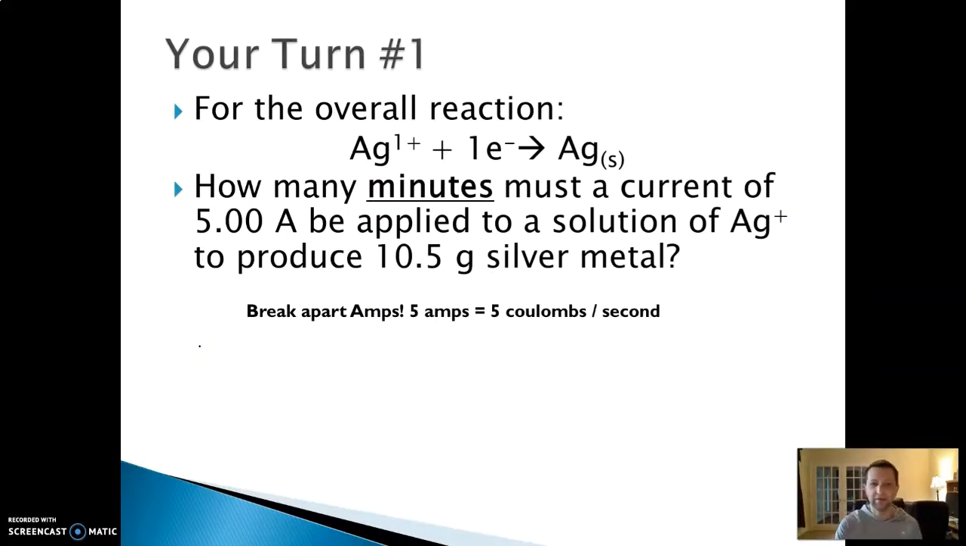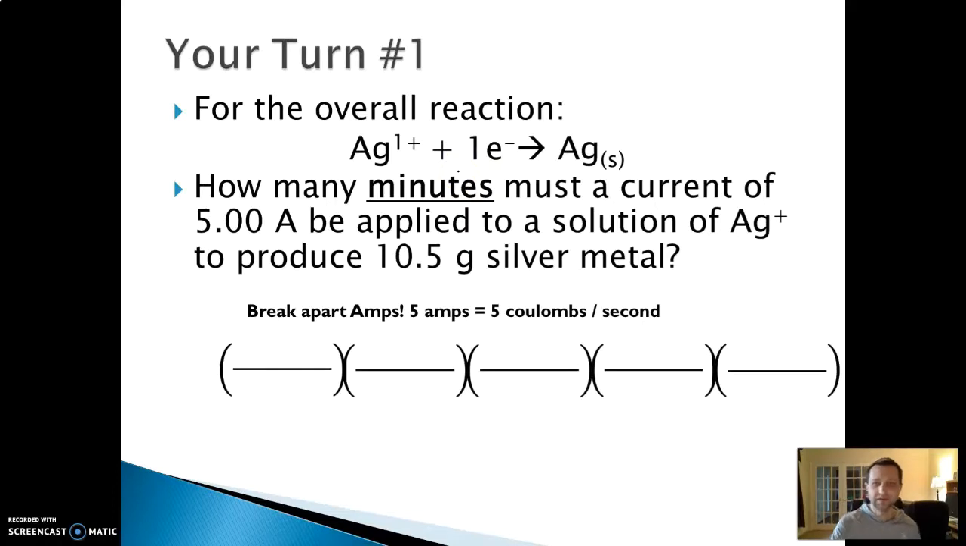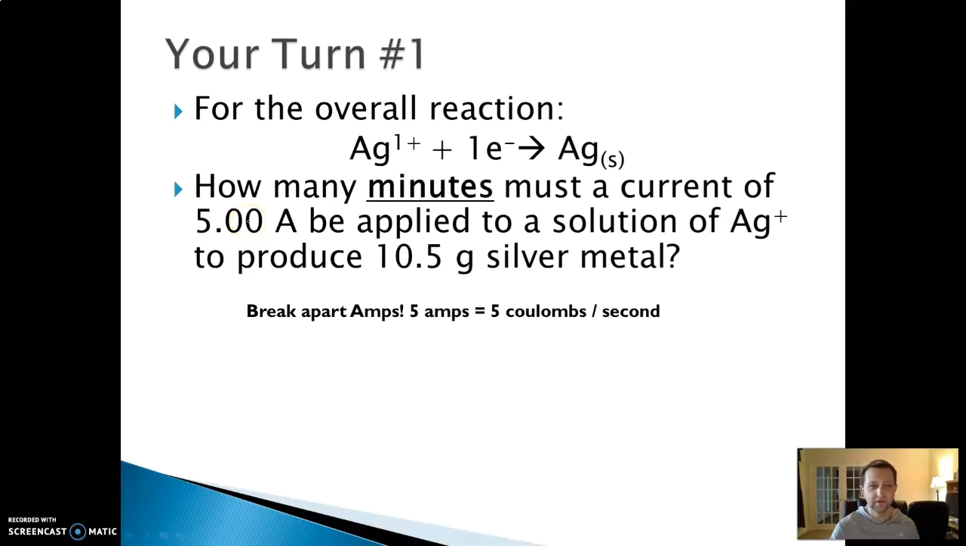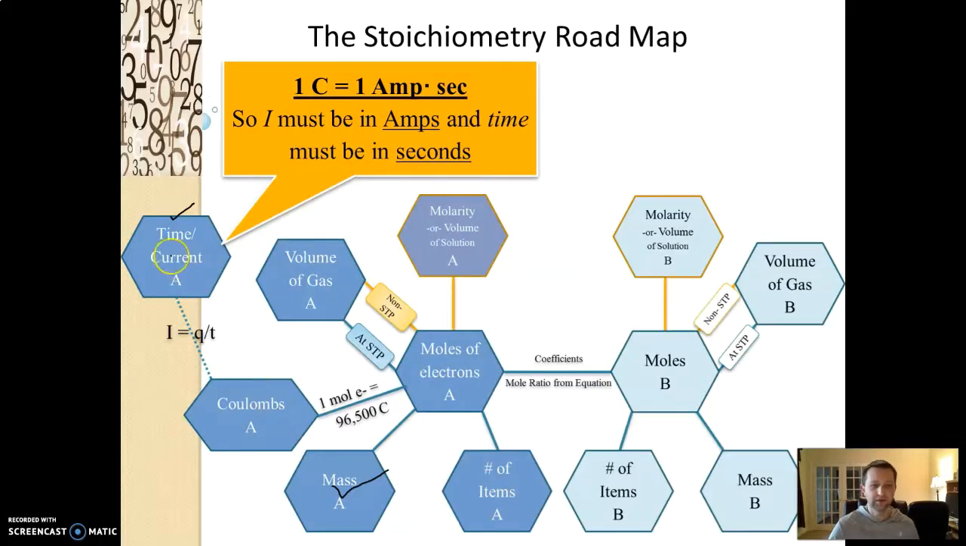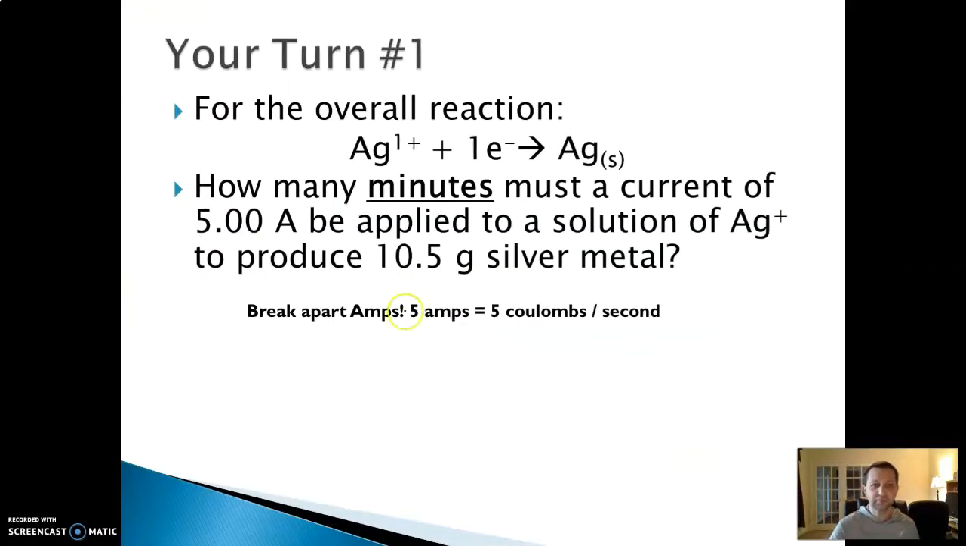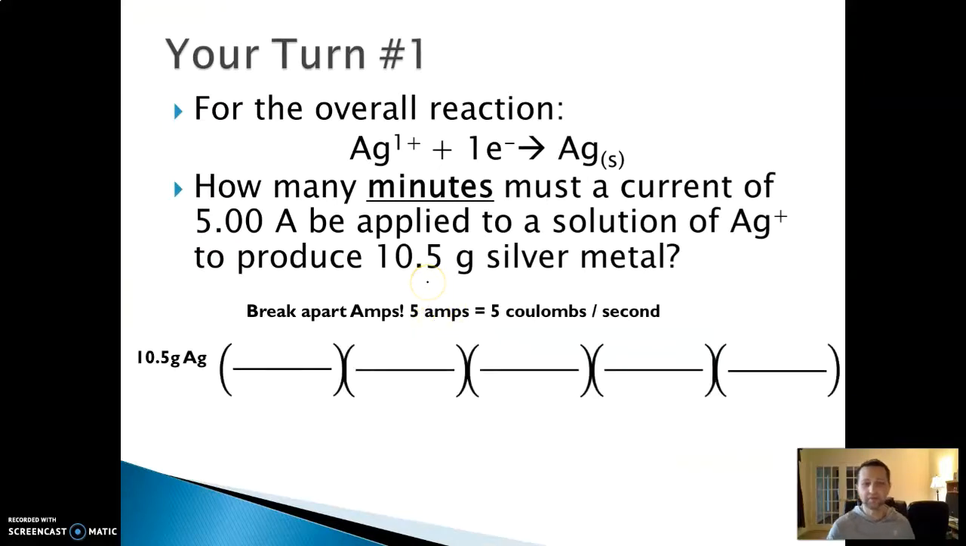So let's knock it out. First thing you want to do, break apart amps. So 5 amps is 5 coulombs per second. And I want minutes here, so I'm going to need to make sure I remember that at the end. So, factor label. See, it's a bunch of steps. I'm going to start with my grams of silver. I have no other choice but to start with that. If I start with my current, I have no way of getting from current into coulombs, right? Because the only way to get from current into coulombs is if I have a time. And I don't. I'm trying to find that for this problem. So, again, start with grams of silver.